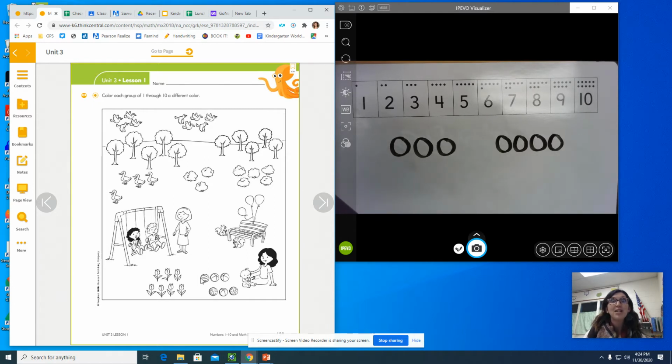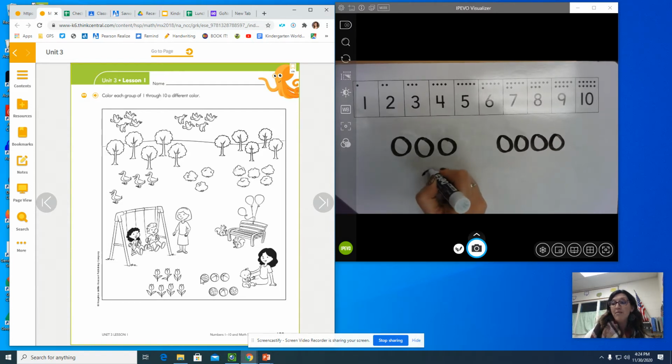Let's write the equation to match our picture. So first we look and see how many we started with. First we had 3 flowers. First I picked 3 flowers. So I'm going to put a 3.